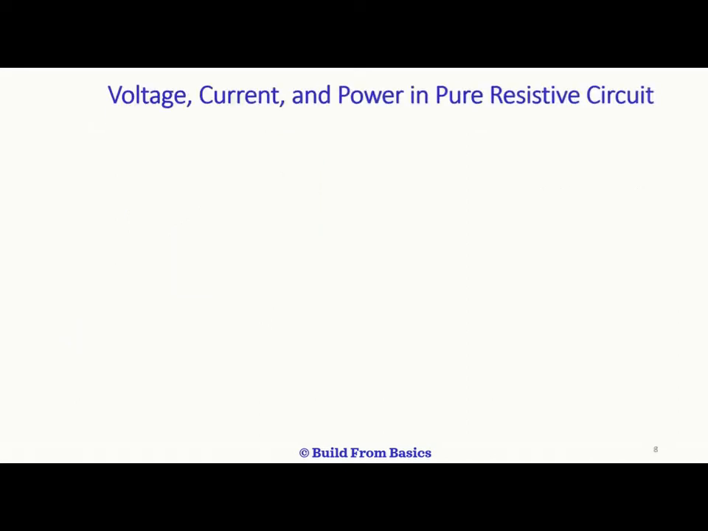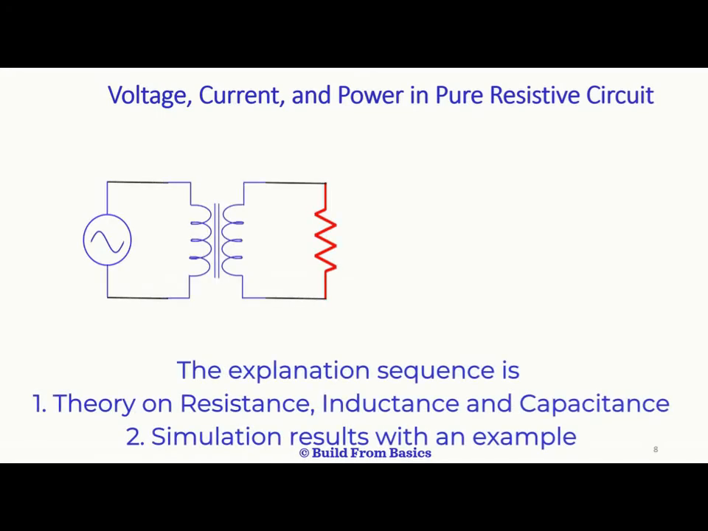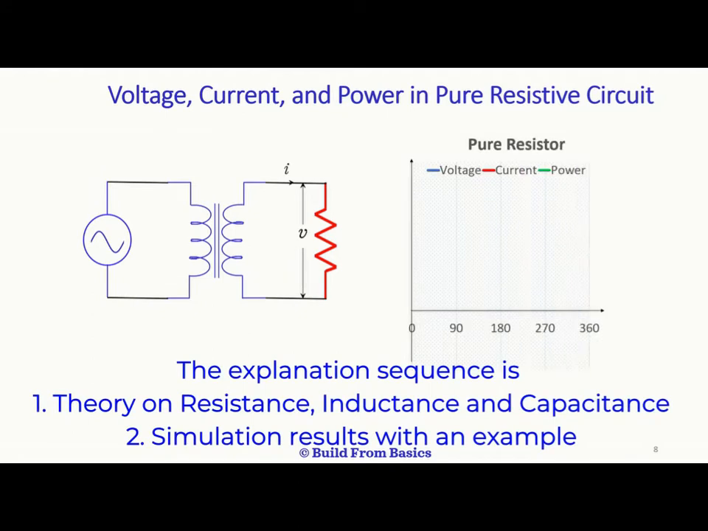Now let's talk about the relationship between voltage, current and power in a pure resistive circuit. The circuit shows an AC source supplying a resistive load. The transformer represents the transmission system. The figure shows the instantaneous voltage, current and power waveforms across the resistor.